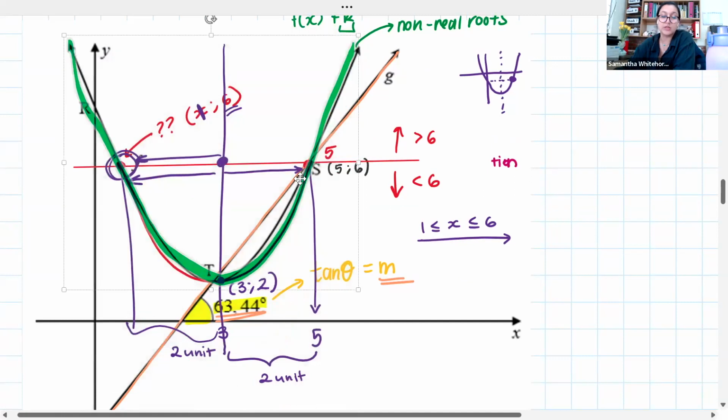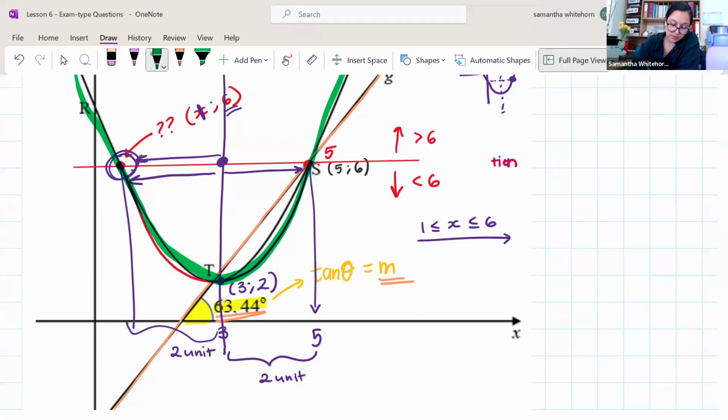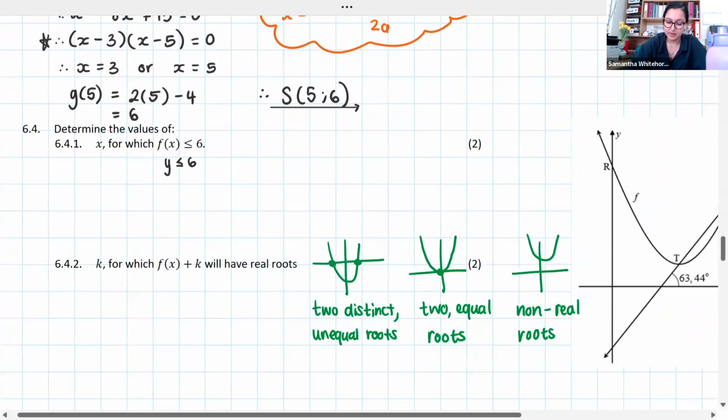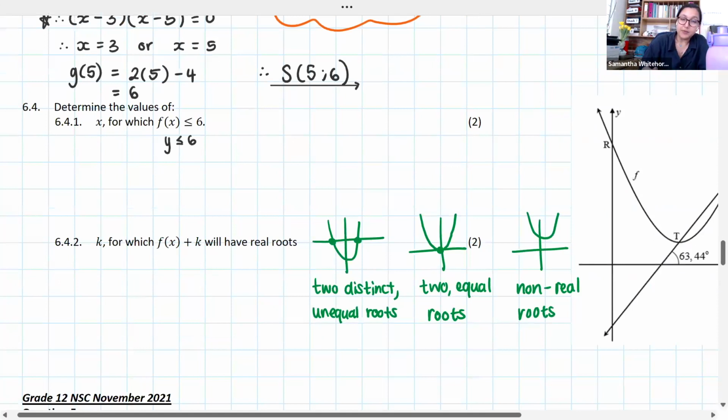Now, these sorts of questions always relate back to your turning point, okay? Because your turning point is the lowest or the highest point of your parabola. In this case, my turning point, because we've worked it out, is 2 units away from the x-axis. So as long as I move this graph at least 2 units down, I'm going to be fine. It can go 3 units down, 4 units down, 5 units down, whatever. But as long as it goes just more than 2 units down, we will have 2 distinct roots or 2 real roots.